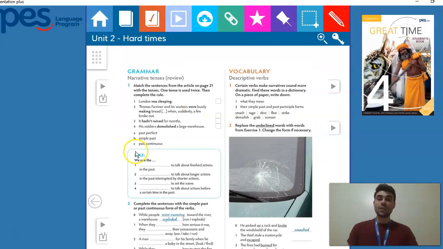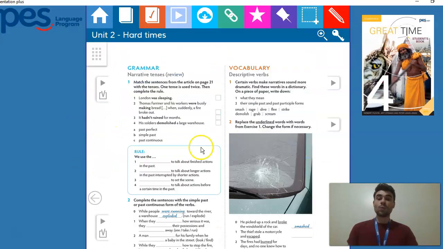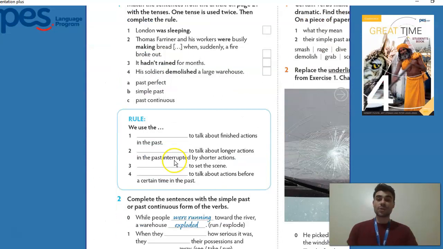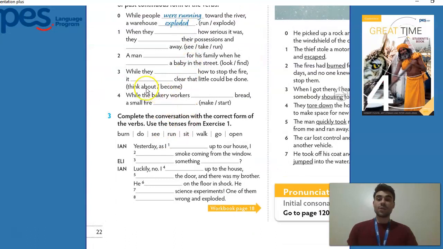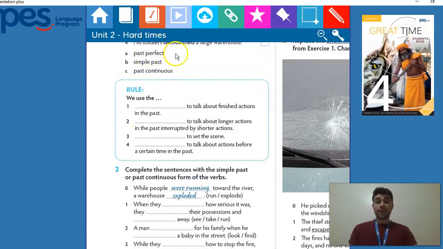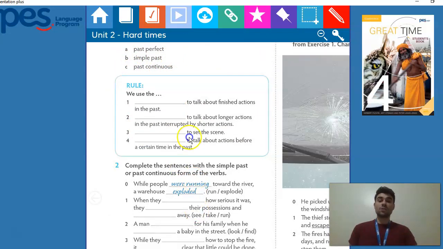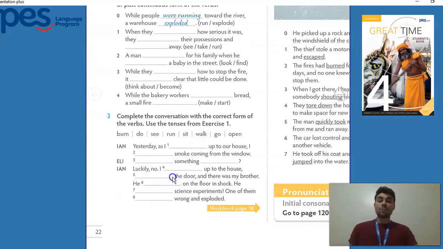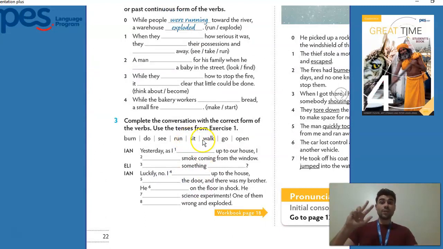Okay? So, coming back here, we have another exercise. Down there, exercise number 3. Okay? So, in this exercise, you have to complete the conversation with the correct form of the verbs. You have to use the tenses from exercise 1. Remember the tenses we just checked in the rule. The past perfect, the simple past, and the past continuous. So now, guys, remember, you have to use the 3 tenses.